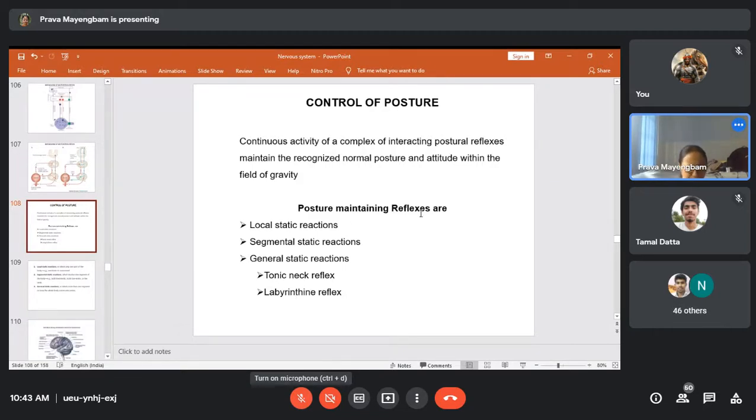So simply, you remember these names: local static reaction, segmental static reaction, general static reaction. In general static reactions, the tonic neck reflex and labyrinthine reflex are involved. Local static means some portion of your hand. Segmental means a portion of the body. General means overall body reactions. So you remember local static reaction, segmental static reaction, and general static reaction.